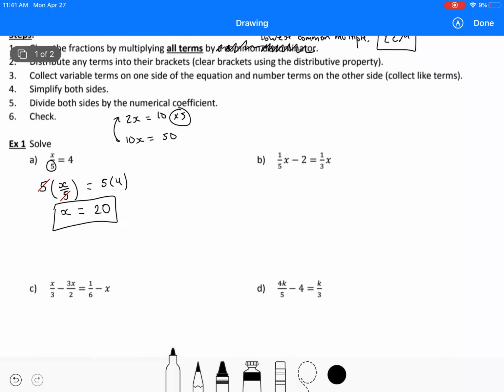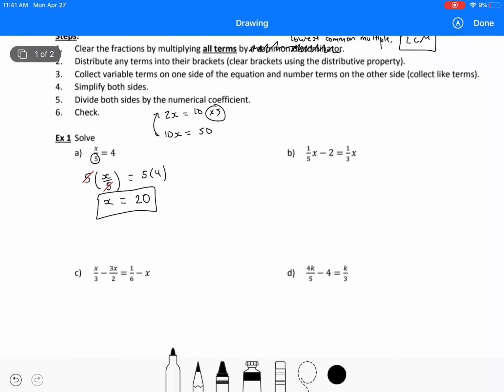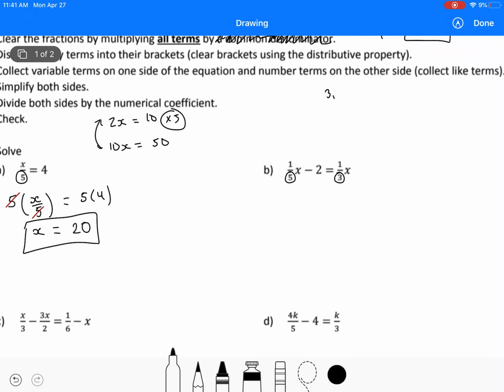So now let's look at the second one. Now we have two fractions. We have a denominator of 5 and a denominator of 3. We have to figure out what we can multiply the entire equation by to make sure we no longer have fractions. If you can't figure out the lowest common multiple in your head, I recommend you just write some of the multiples of 3: 3, 6, 9, 12, 15, 18, let's say 21. There's a bunch. And then I'll write down the multiples of 5.